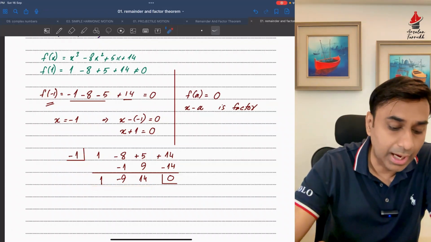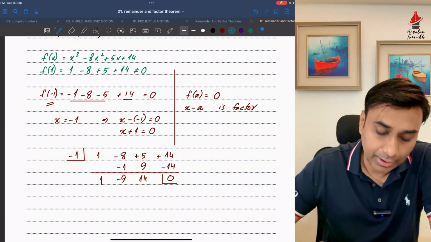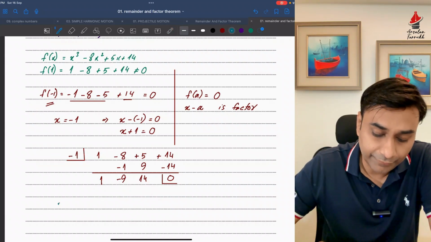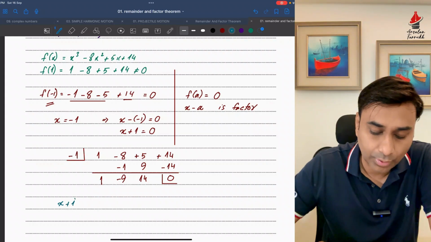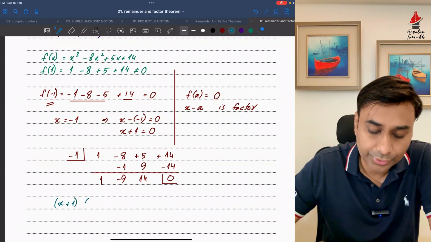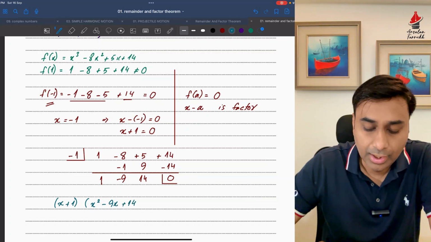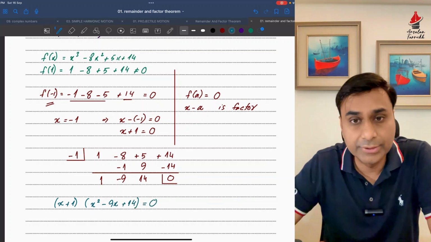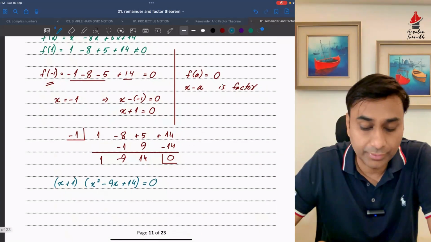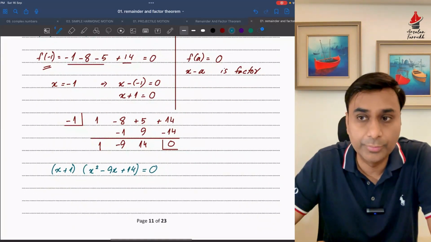So that will mean that one factor was found out as x plus 1, and the other factor is going to be x squared minus 9x plus 14. Actually, you have done the major work over here. You've gotten yourself a linear factor. The other factor is coming out to be quadratic.